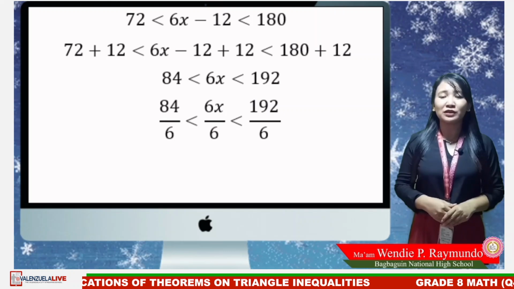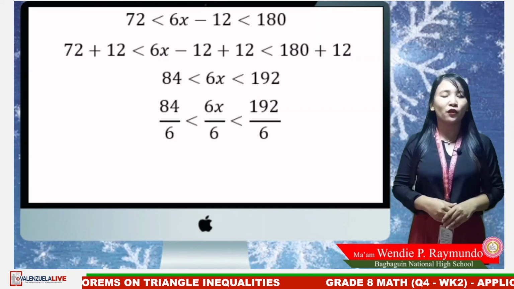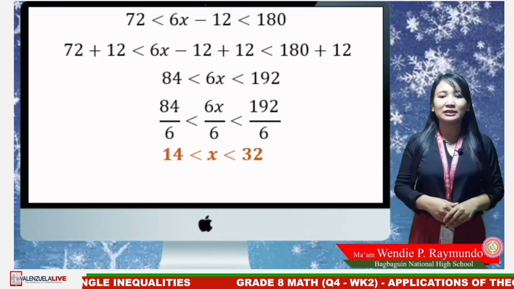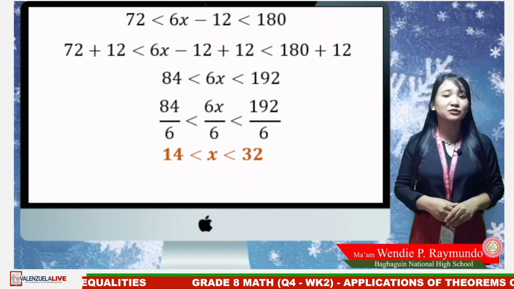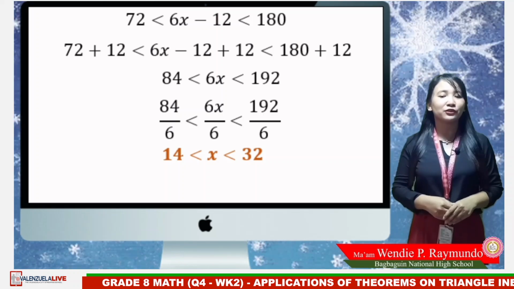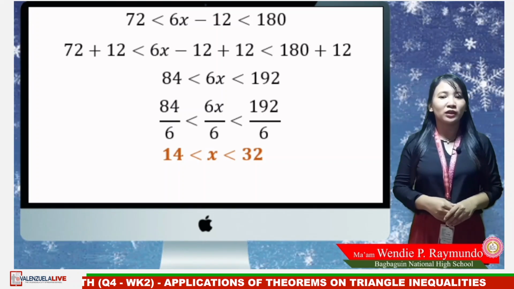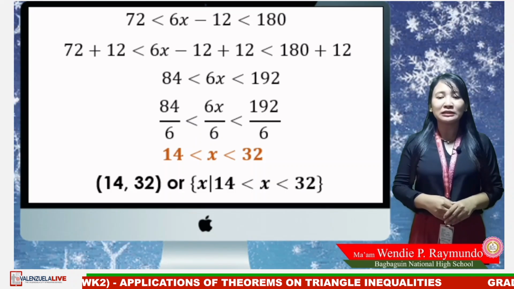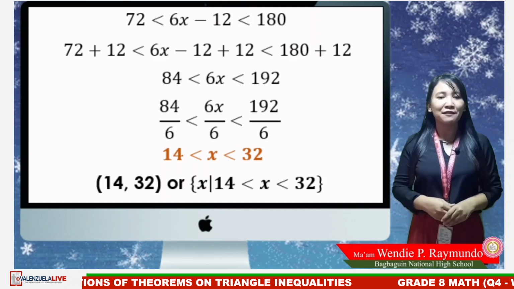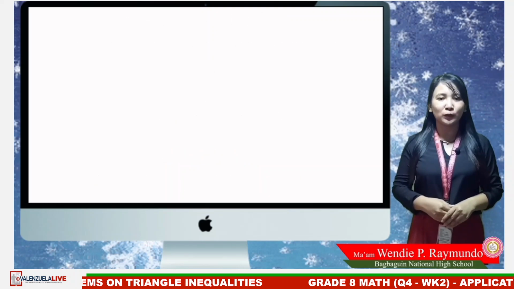We have 6x over 6 is greater than 84 over 6 but less than 192 over 6. And 6x over 6 is x, is greater than 84 over 6, which is 14, but less than 192 over 6, which is 32. Our answer in interval notation is the open parenthesis 14, 32, or in set builder notation we have x such that x is greater than 14 but less than 32.